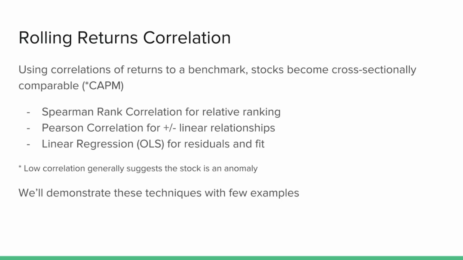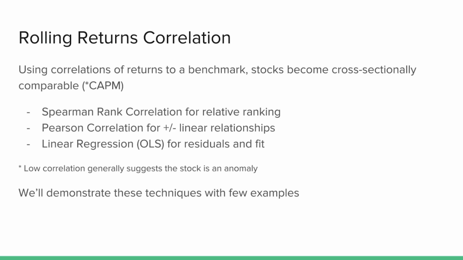And here we'll talk about the rolling returns correlation. The concept intuition behind this is really that stocks can be compared cross-sectionally if we compare the returns to some sort of benchmark. And that's really the capital asset pricing model, and the understanding behind that is very common across the financial industry. So 3 techniques I use for calculating correlations.